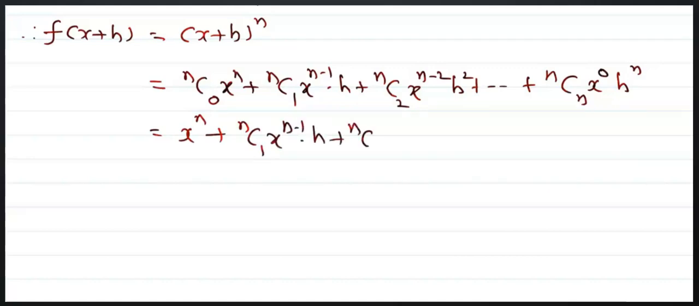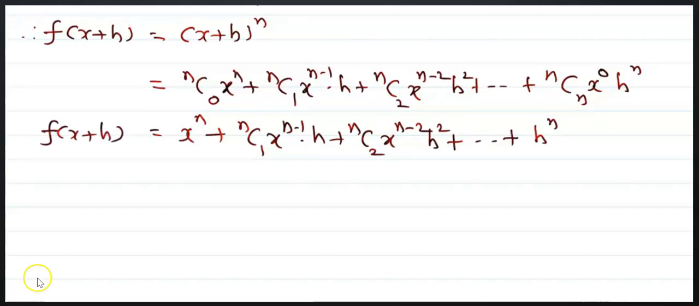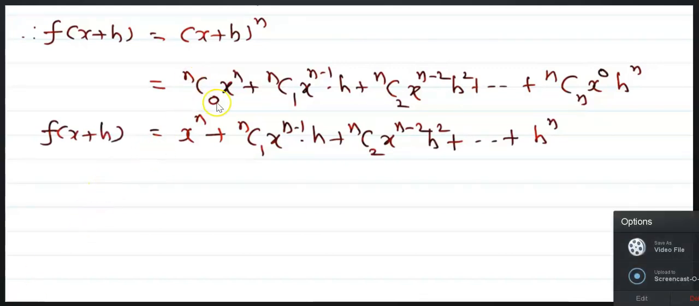x^n, nC1 x^(n-1), या प्रकारे. Now see this here, nC0 ची किंमत 1 असते आणि nCn ची पण किंमत किती असते, the value of nC0 and nCn is 1. Now value of the nC1 we treated as it is because it is not necessary. And x^(n-1) into h, nC2 we treated nC2 x^(n-2) h² plus dash dash.